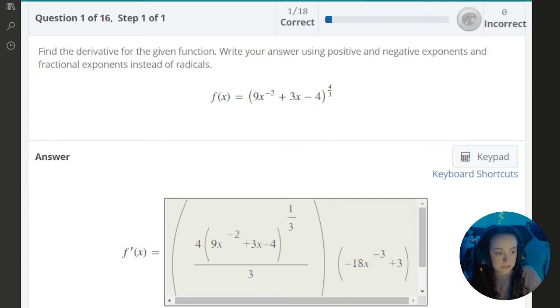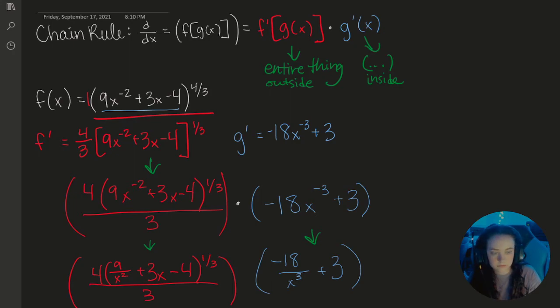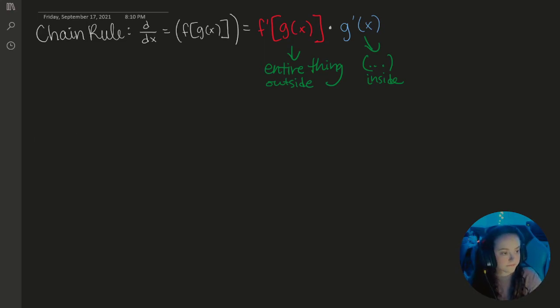Okay, so we're going to move on to our next one. I'm going to leave that up for just a second to give y'all a little more time, just in case. And I'm going to leave this chain rule information at the top and just erase everything else.